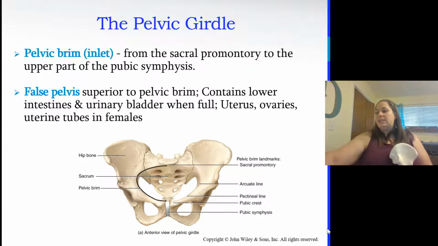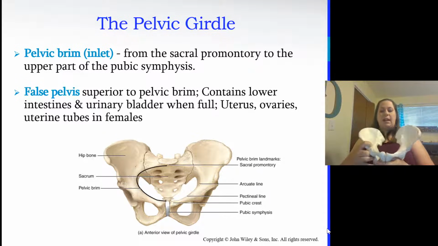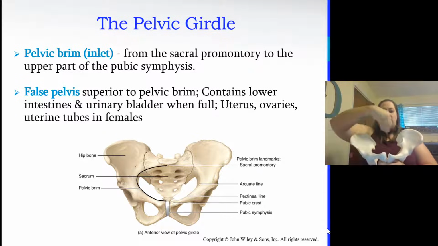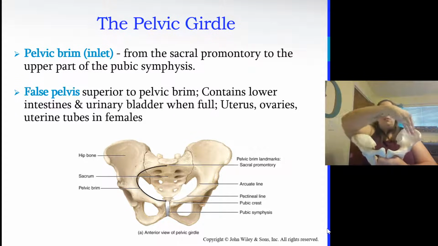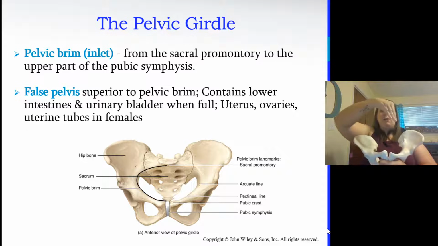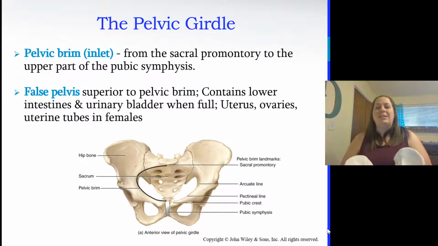Now, when the pelvis is put together properly, we're going to see what we call the pelvic brim, which is the inlet. So that's the inlet where we're going into the pelvis. The false pelvis is superior to this. So if they were together, this false pelvis is up here because this would be the inlet. The false pelvis contains the lower intestines and the urinary bladder when it's full. This is also where the uterus, ovaries, and uterine tubes in females are located.